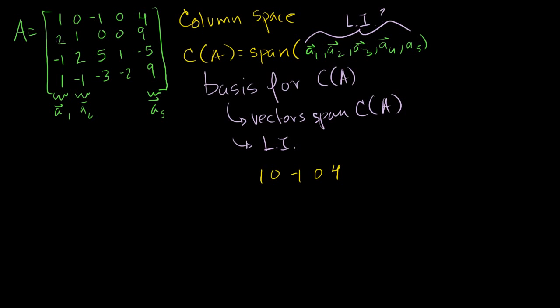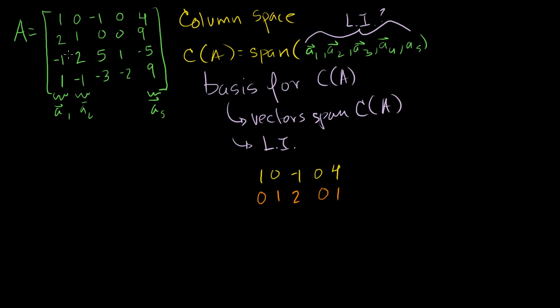And then let's replace our second row with the second row minus 2 times the first row. So our second row: 2 minus 2 times 1 is 0. 1 minus 2 times 0 is 1. 0 minus 2 times negative 1 is 0 plus 2. 0 minus 2 times 0 is just 0. And then 9 minus 2 times 4 is 1. Fair enough.